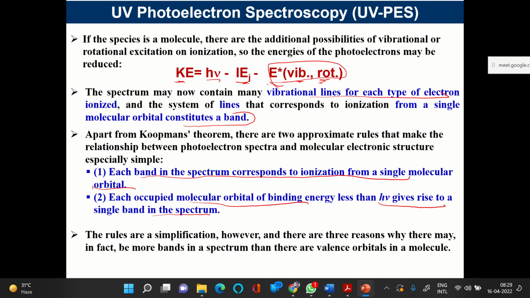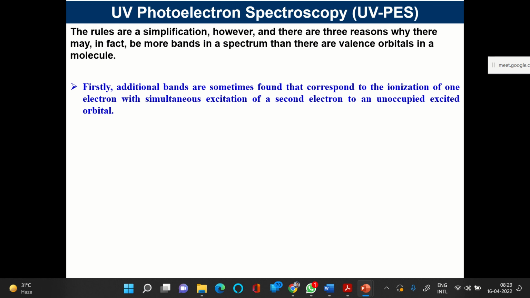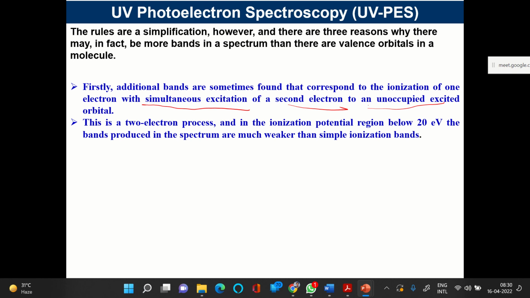These are simplified rules. They help you understand. We'll take some examples and then we'll understand all these points. Sometimes more than expected bands do appear, and the reason is that additional bands come from simultaneous excitation of two electrons, the second electron going to an unoccupied excited state. That is a two-electron process, and in the ionization potential region below 20 electron volt, these bands are much weaker. The signal intensity will be much lower for these.